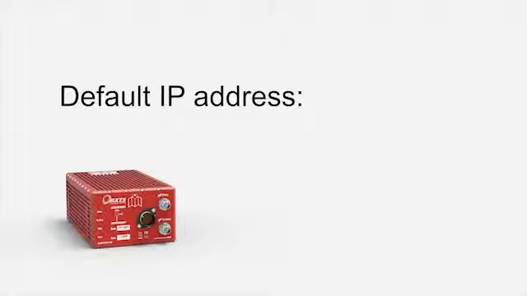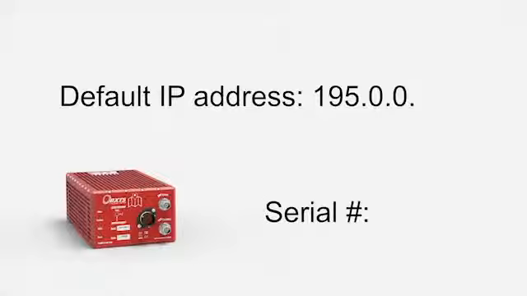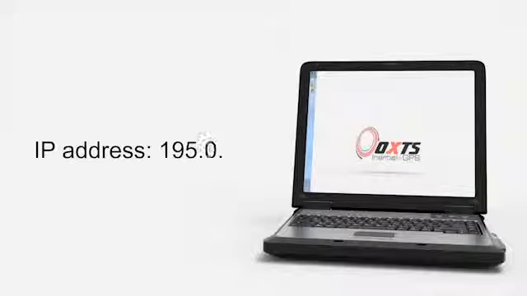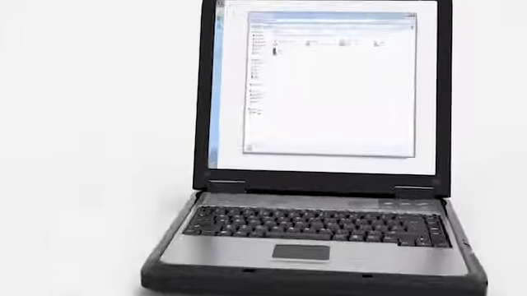By default, the IP address of an OXTS product begins with 195.0.0. The final part of the IP address is then made up from the last two digits of that product's serial number. For example, if the serial number of your product is 2014, then the default IP address of that product would be 195.0.0.14. In order for your computer to see the OXTS product when connected, its IP address must also take the form 195.0.0. But the last octet of its address must be unique on the network.